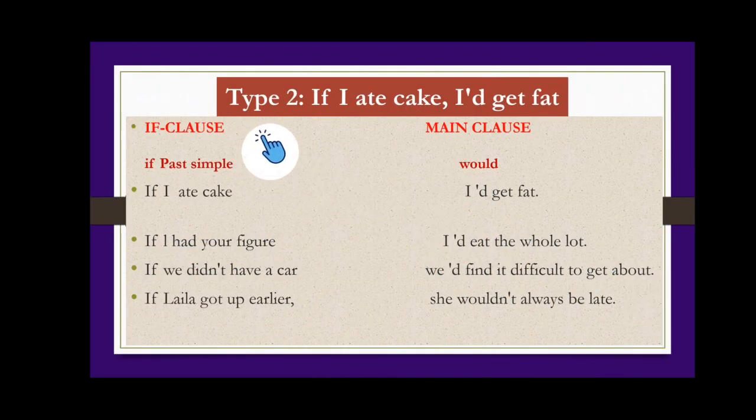Now here we have type 2. If I ate cake, I would get fat. So am I eating cake? No, not at all. And am I getting fat right now? Not at all. So let's see some more examples.